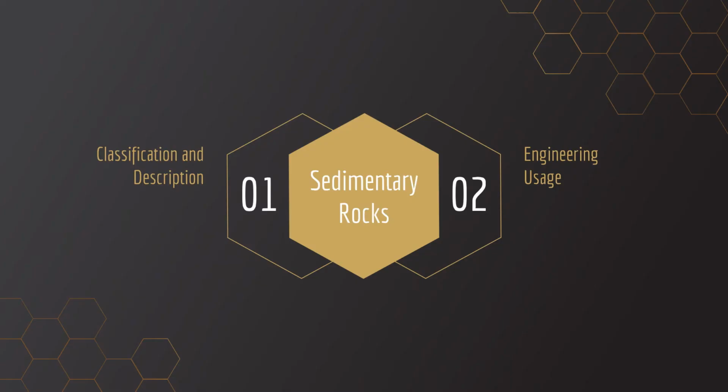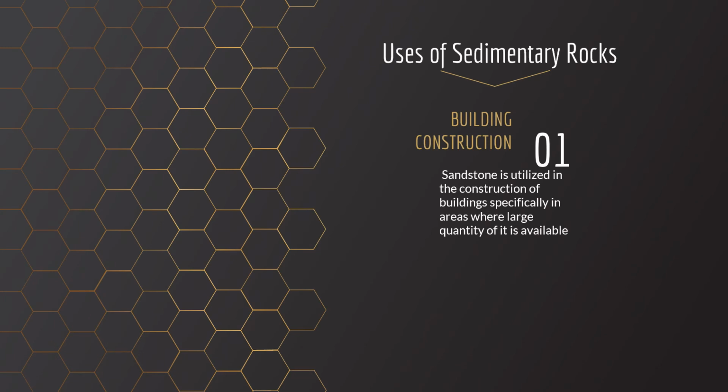So now that we're all familiar with the different types of sedimentary rocks and their properties, now we'll discuss the different uses of sedimentary rocks in construction. So the different usage of sedimentary rocks. It can be used in building constructions. Sandstone, which is easy to work with, has been broadly utilized in the construction of buildings, specifically in areas where a large quantity of sandstone is available.